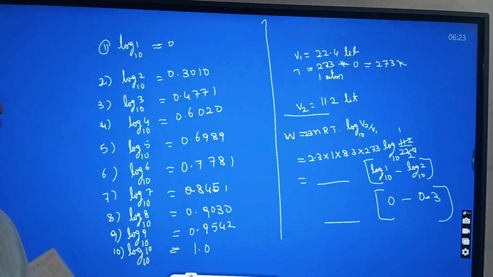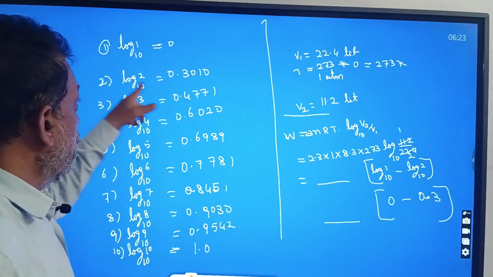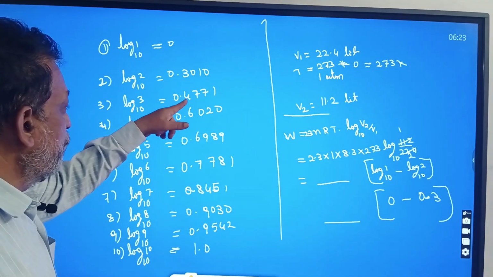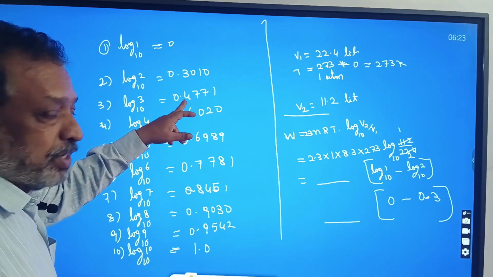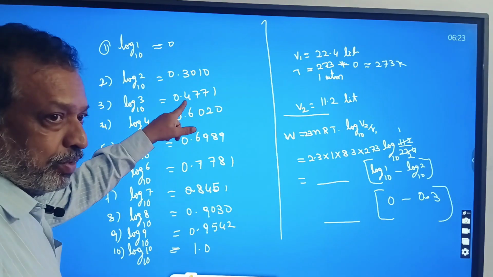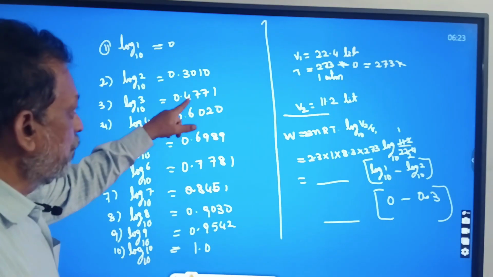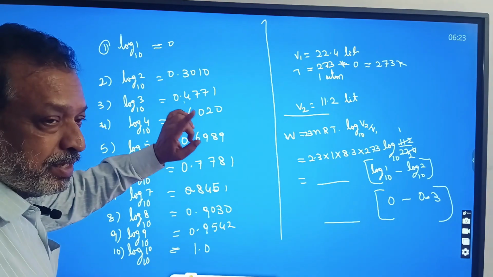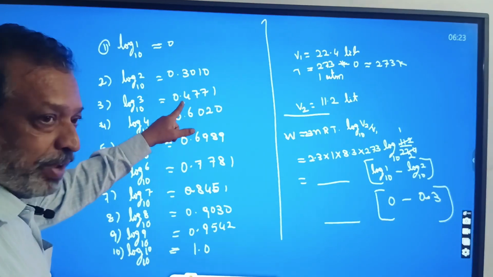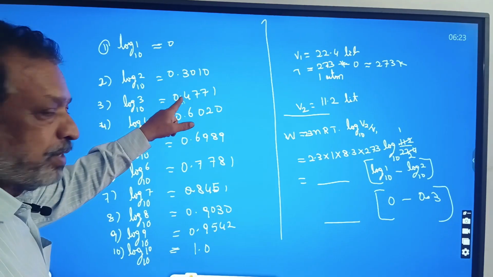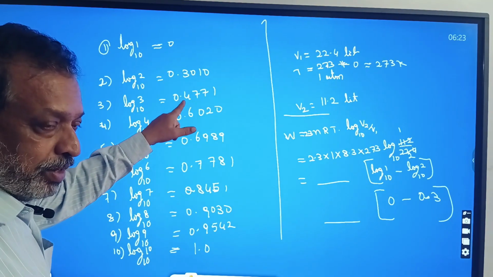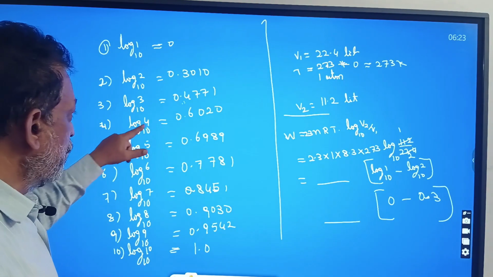By observing this, what are you going to do? Now this is log 2, 0.3, 0.4. You want to round up to one decimal digit. This is an even number, so as per the rounding rule it is not possible to raise it. It is not 0.5, it is 0.4 only. So log 4 is equal to 0.6.